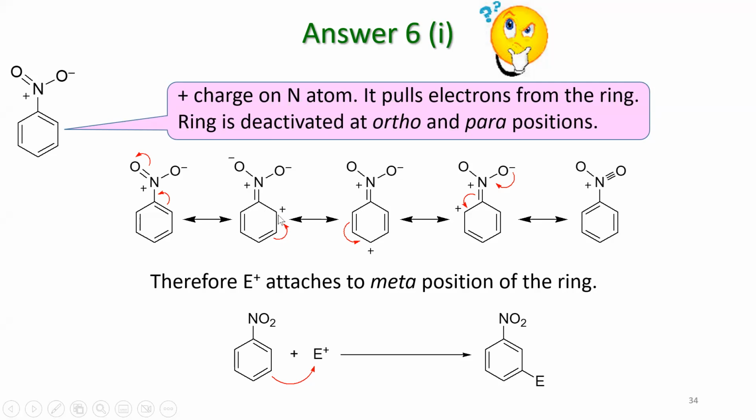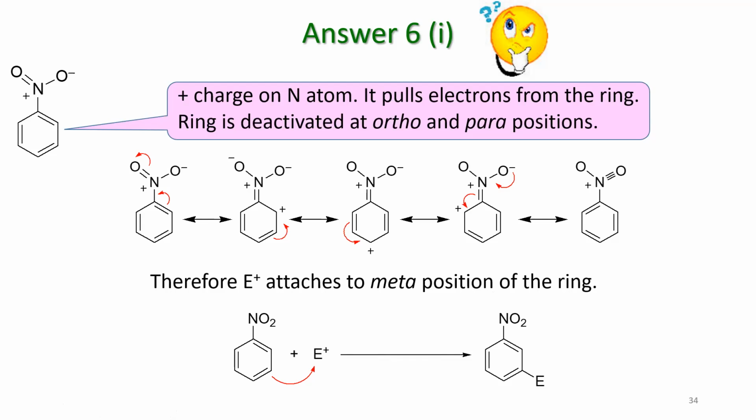And you can see the ortho and para positions. This is ortho, this is para, this is ortho. The ortho and para positions are more deactivated now. So the only possibility for the electrophile to get attached is the meta position, right? Because that is the only position which is not deactivated. So it will give a substituted product like this. So the only thing you have to do is first find out whether the substituent group is activating or deactivating the ring.